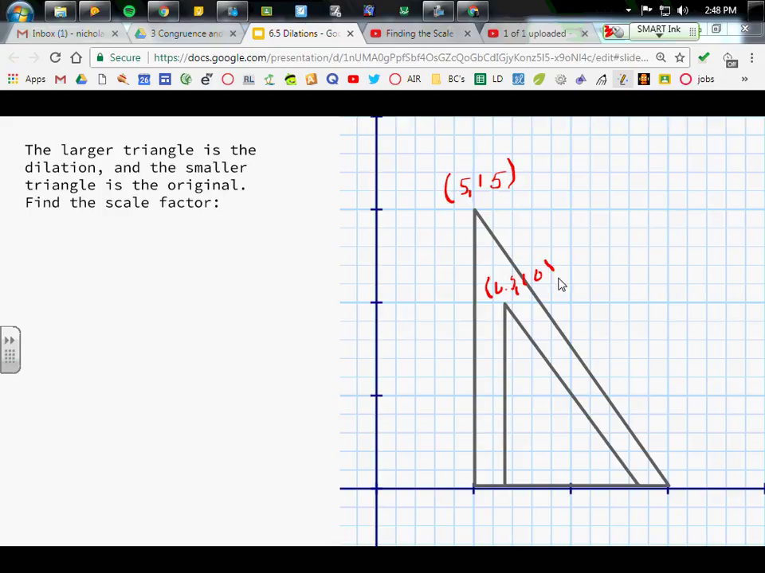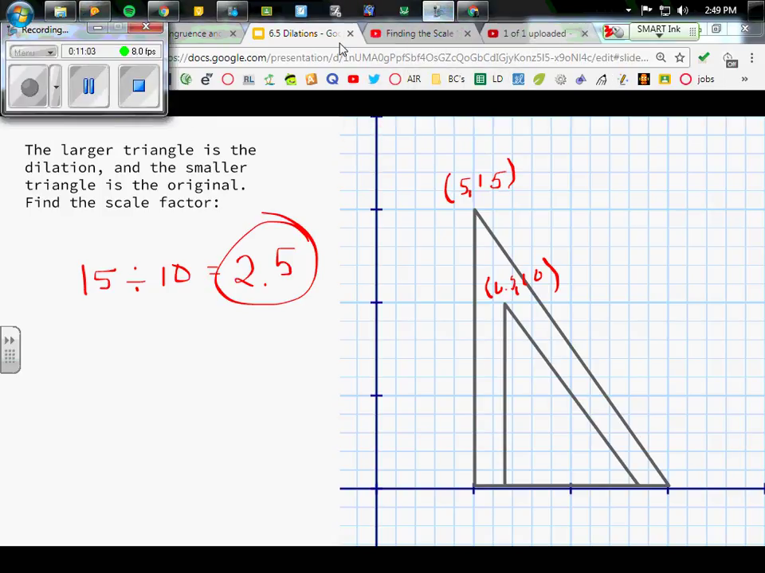So you'd set up your division. Just for the sake of time, it's always got to be dilation divided by original, so let's do 15 divided by 10. We get a scale factor of 2.5. So that is how you do that. Thank you once again.